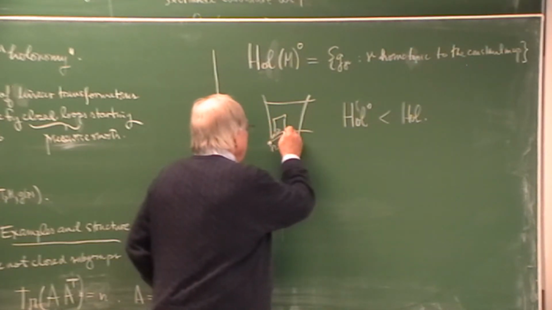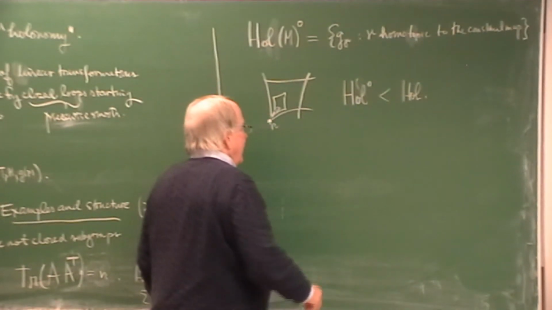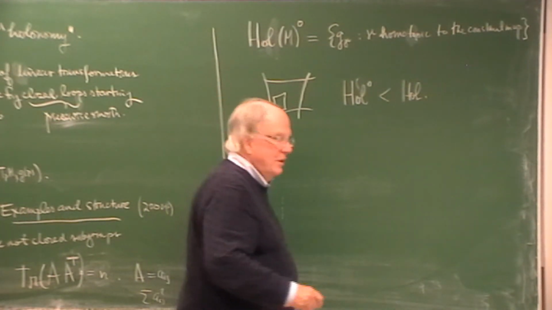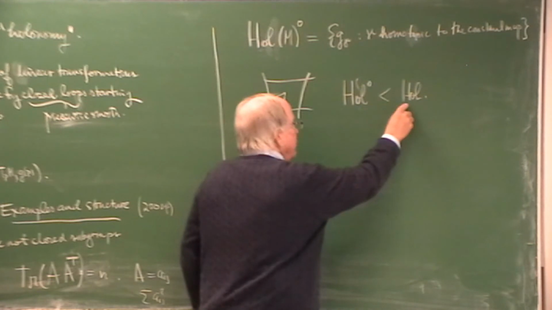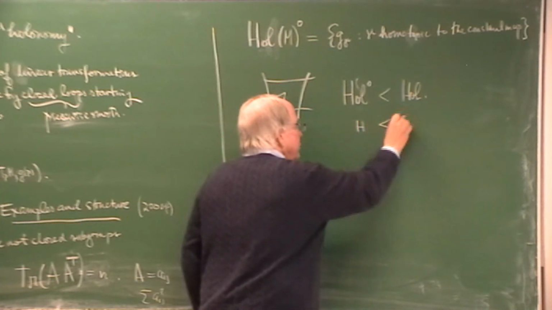Because these things are connected to the identity. And now it's very interesting. What is it when you have a group and a subgroup? Let's say this group is a subgroup H of a group G.